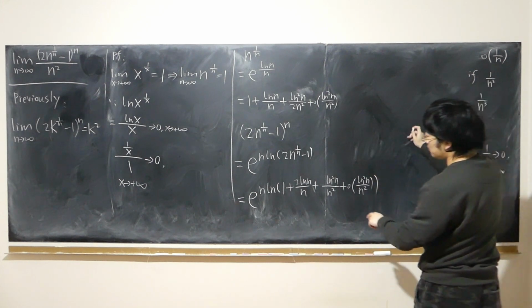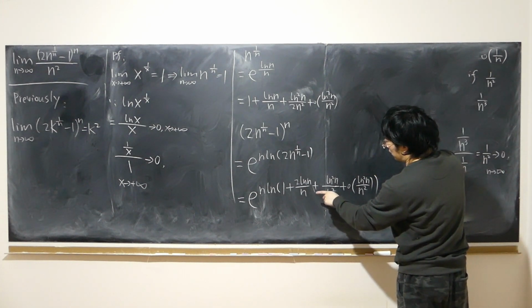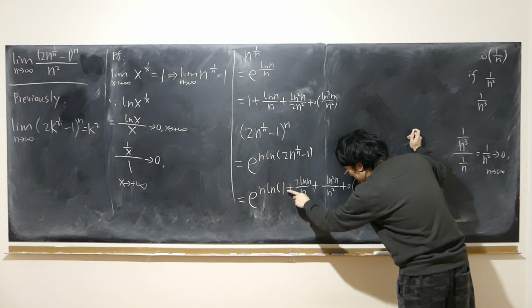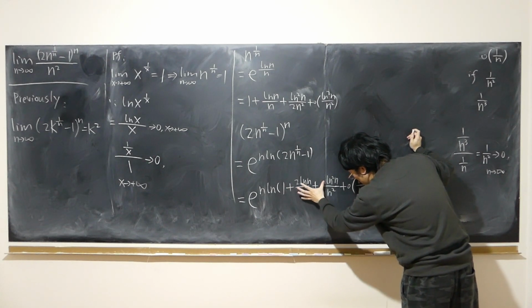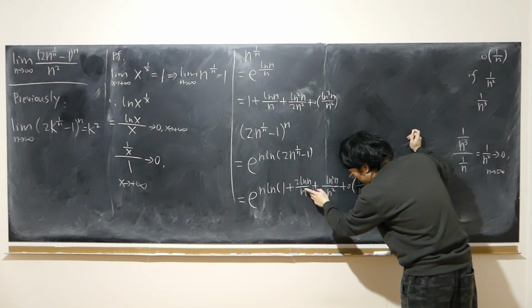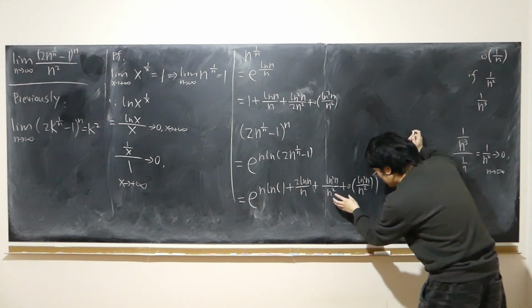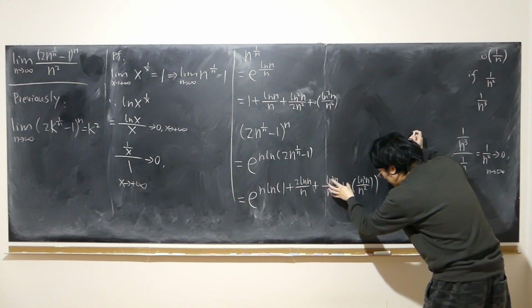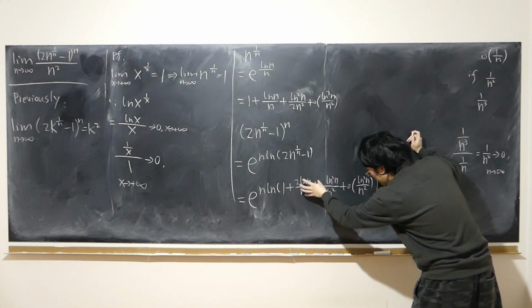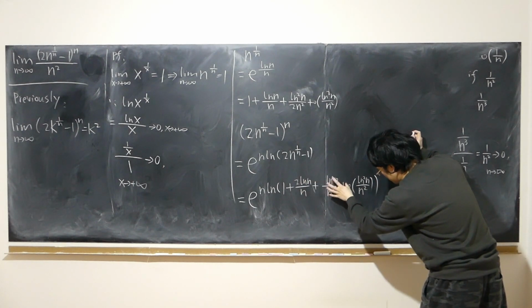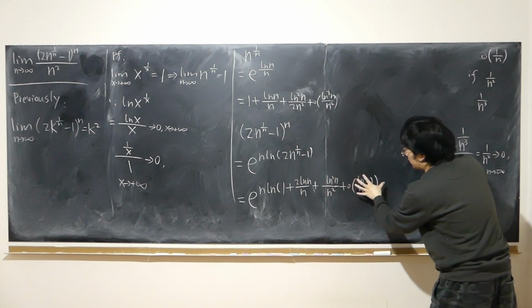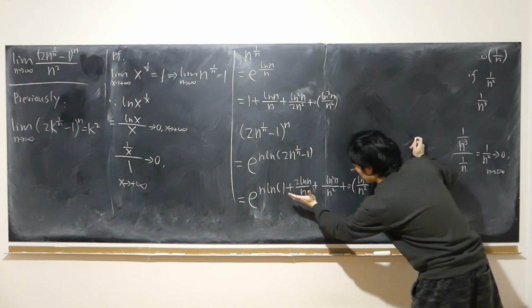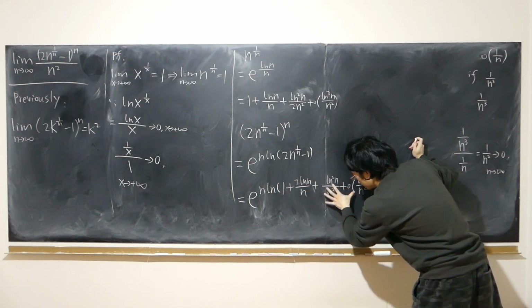Now, the log we have, inside we have 1 plus. How about this? Hopefully it's approaching 0, right? And of course, higher order infinity compared with log. So this is fine. How about this? Yeah. This is a square of the previous, right? Of course, approaching 0, right? So this, of course, approaching 0. So we have 1 plus approaching 0.